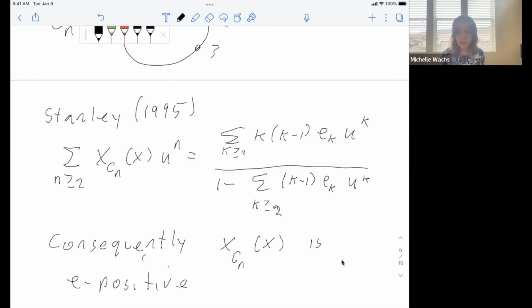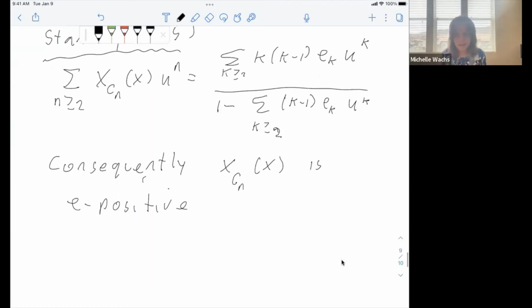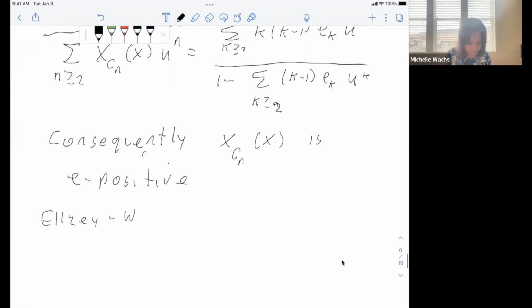So here was an example of an E positive symmetric function that was not the incomparability graph of a poset. Okay. So my student and I were considering what happens. Do we have a refinement of this result? Can we get a refinement of this result? And this is the result that we got.